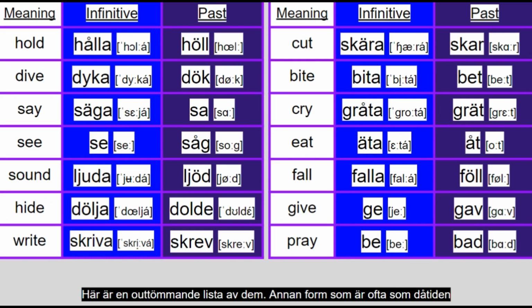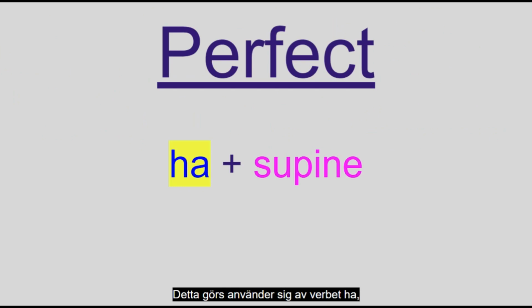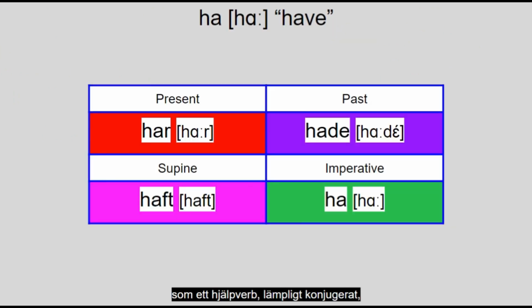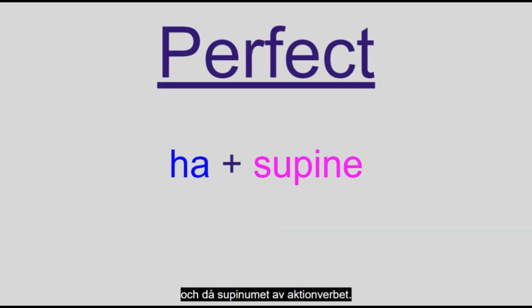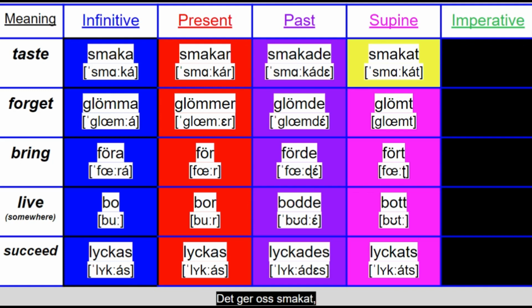Another form that's often similar to the past tense is the supine. Like many other European languages in the standard average European Sprachbund, Swedish has a perfective construction expressing that an action had already taken place before something else. This is formed using the verb ha, meaning have, as an auxiliary, conjugated appropriately, and then the supine of the action verb. For the regular verbs, the supine is the same as the past tense form, but you replace the de with t. This gives us smakat, glömt, fört, bott, and lyckats.